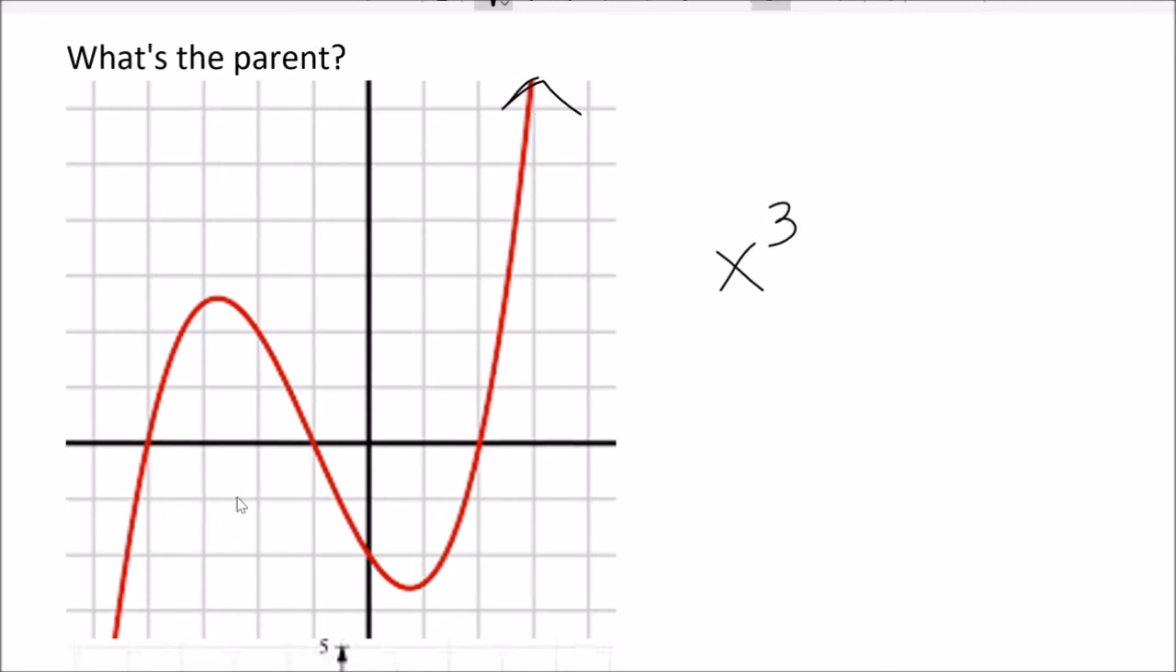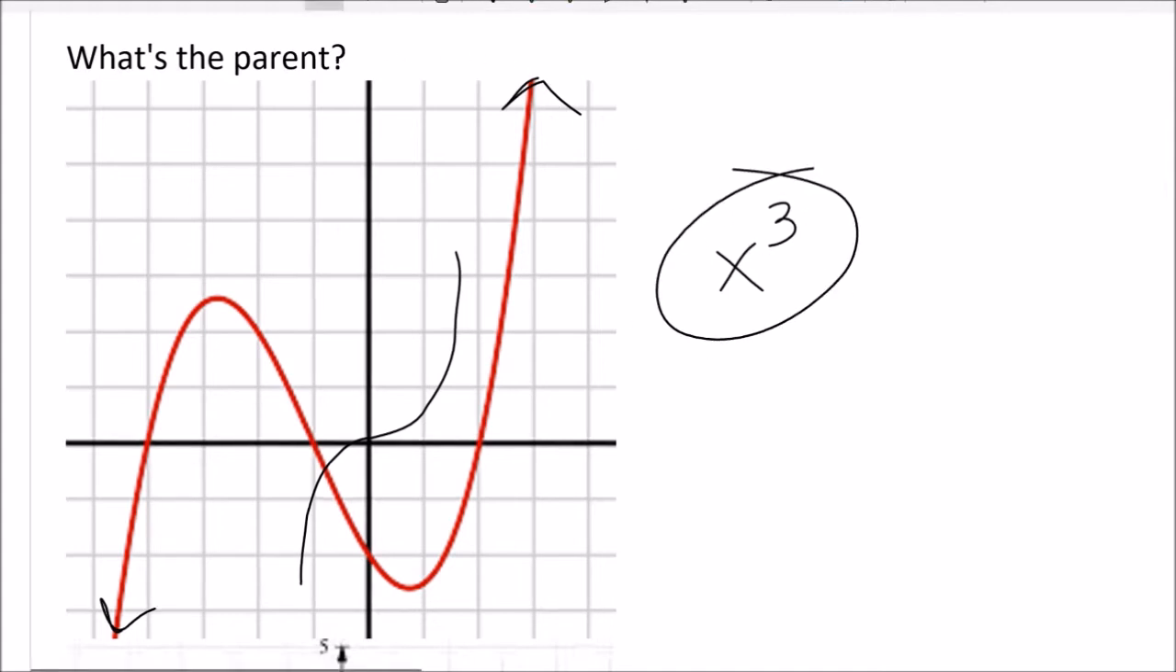It's going up on the right, it's going down on the left. There's some sort of a squiggly thing in the middle. Another one we learned about kind of looked like this. So still there's some sort of an S curve in the middle. This has a kind of an S curve too. This absolutely has the parent that is x cubed.